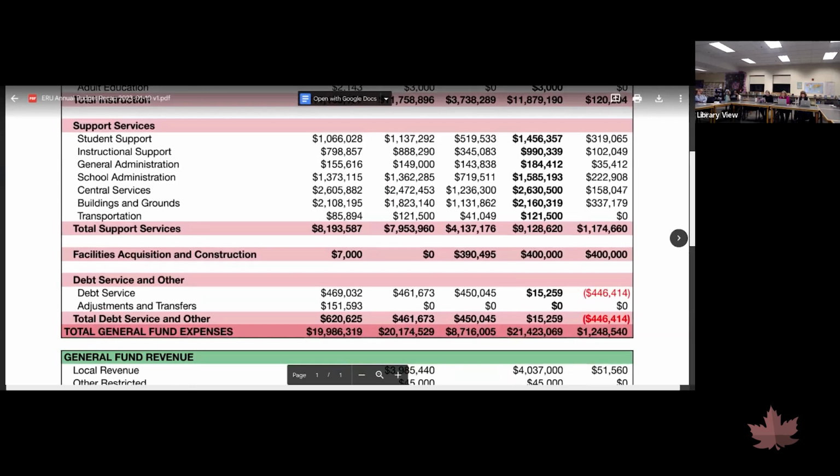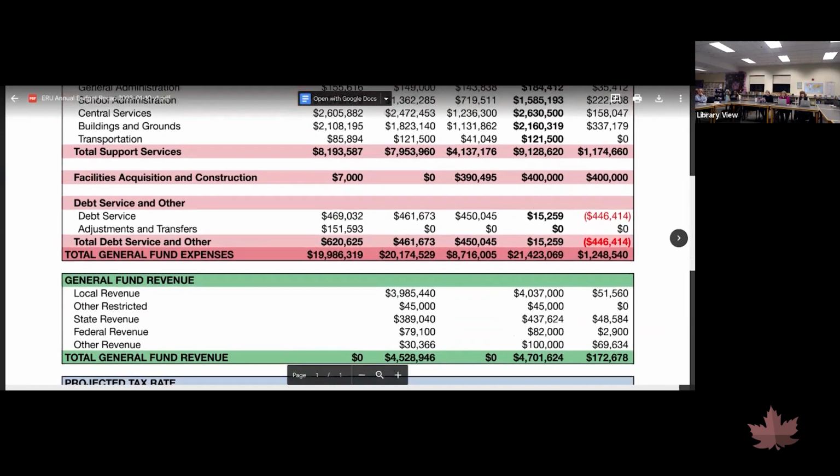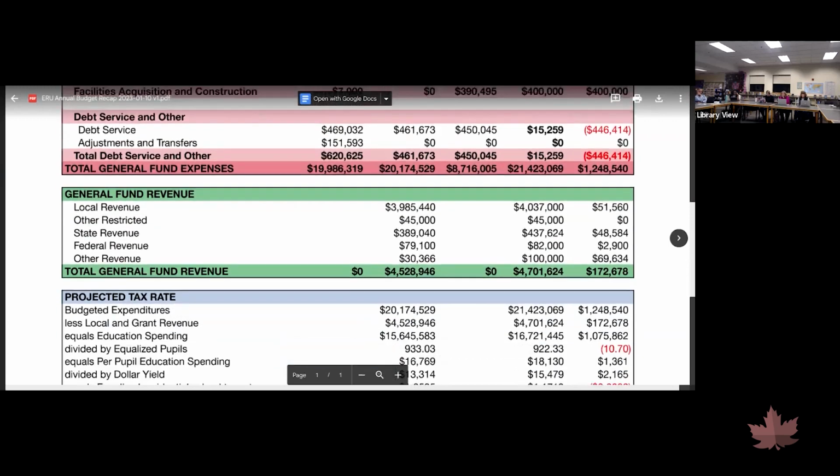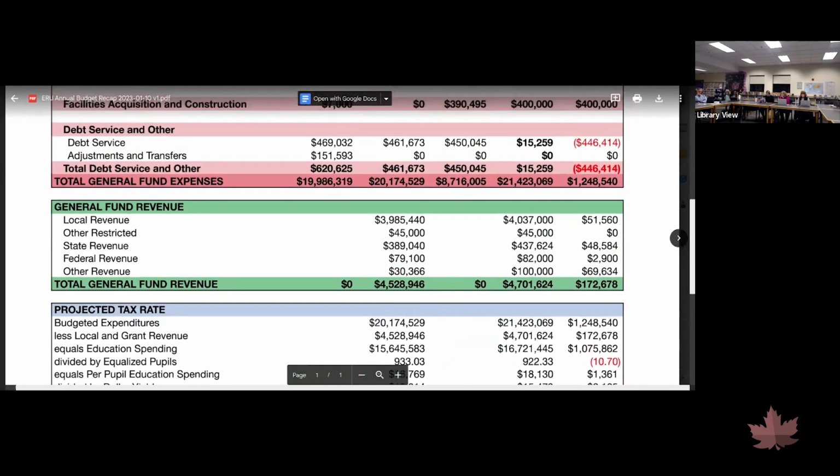Section below that, facilities acquisition and construction, that 400,000 is the amount we talked about last month for the Sugar Shack. And then below that, you can see kind of the offsetting 446,000 drop, which is the retirement of that bond as well as reduced interest payments. So I'll pause there and try to answer any questions on the expense side.